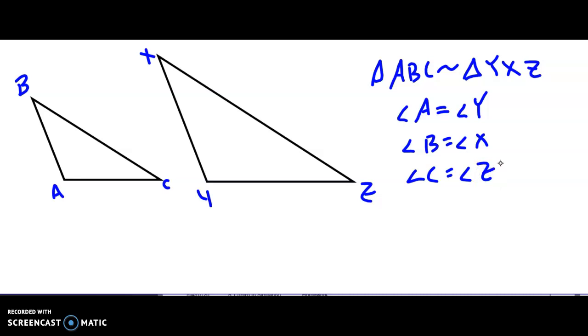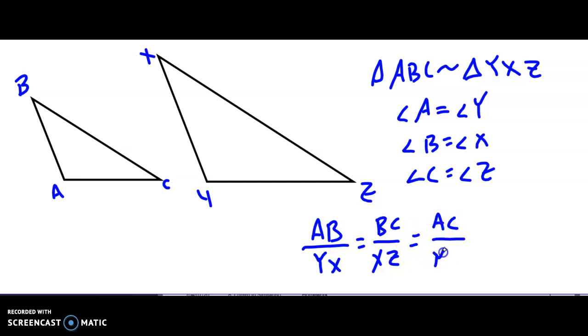But now with the side lengths, we have to remember that if I look at side AB, I'm not saying it's equal to YX anymore. I'm saying that AB divided by YX is going to equal BC divided by XZ is going to equal AC divided by YZ. All the same triangles up top, all the same triangles below, and the ratio should equal something, and that should be some scale ratio that we look at. That's what we're using today.